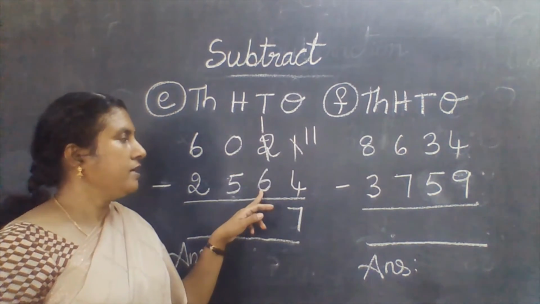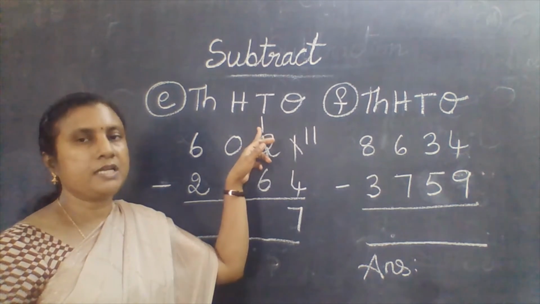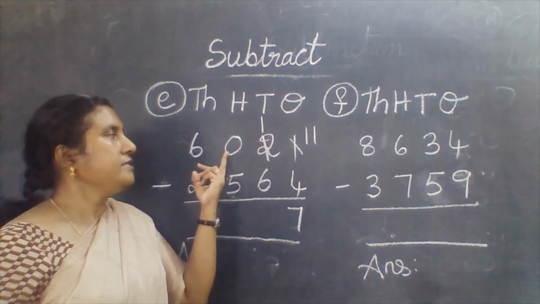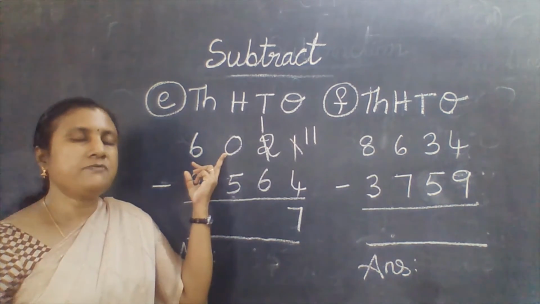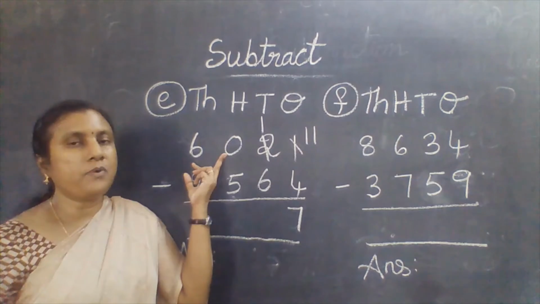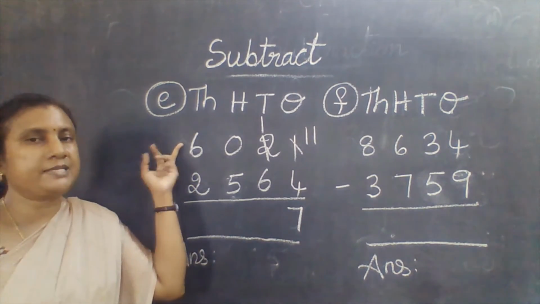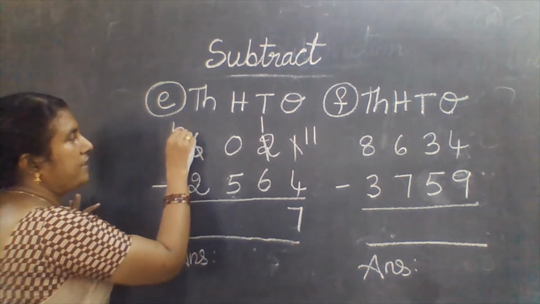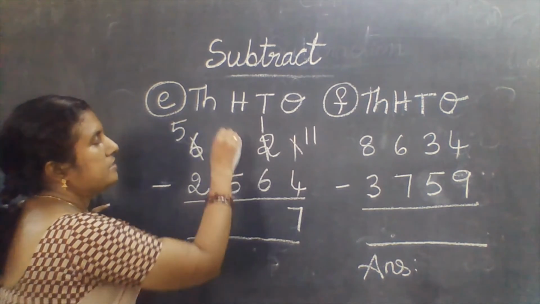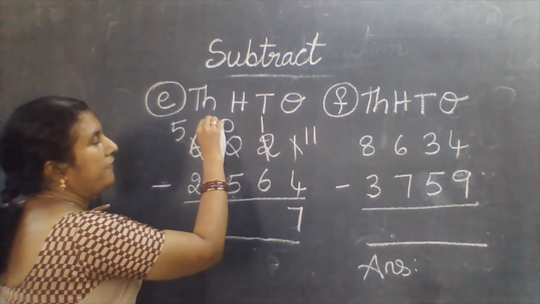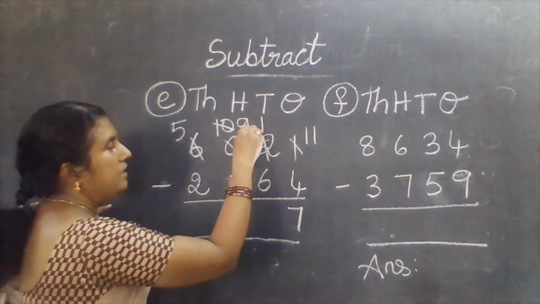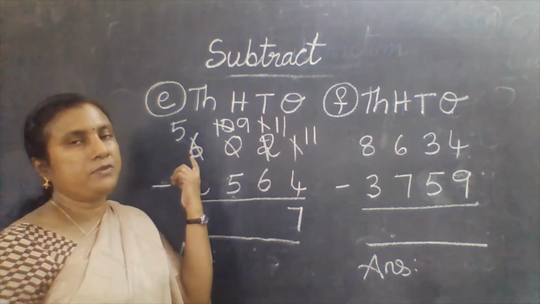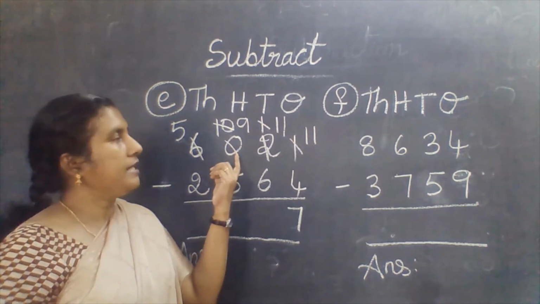Next we have to go to the tens place. Here we have to separate 6 from 1. Is it possible? No, we have to borrow from the next place value. That is the hundreds place. In the hundreds place we have 0, so we can't borrow. So we have to jump to the thousands place. In the thousands place we have 6. So that 6 will become 5. And this 0 will become 10, and the 10 will become 9. And this 1 will become 11.